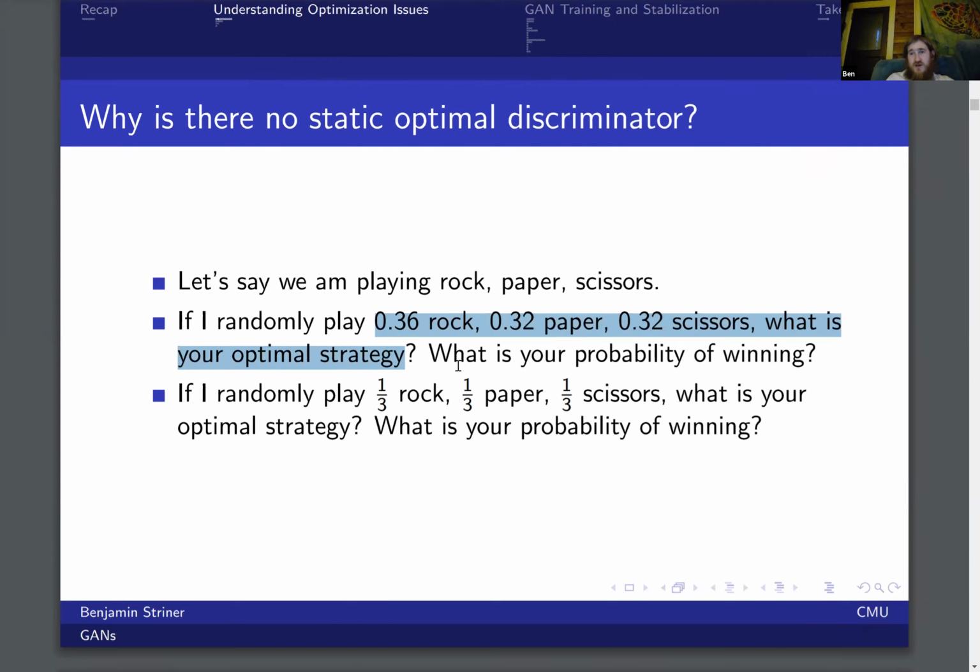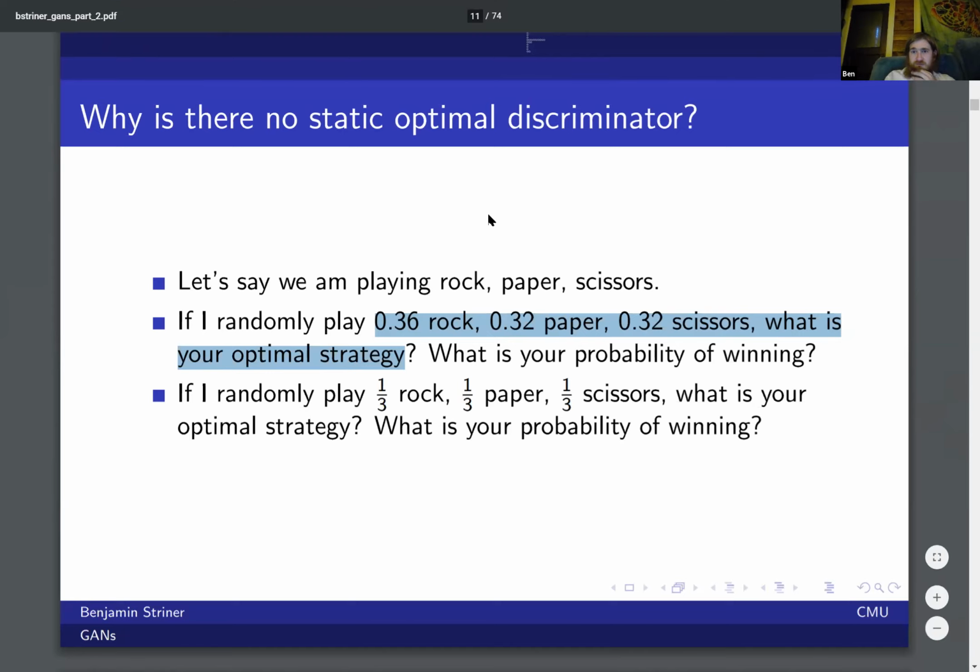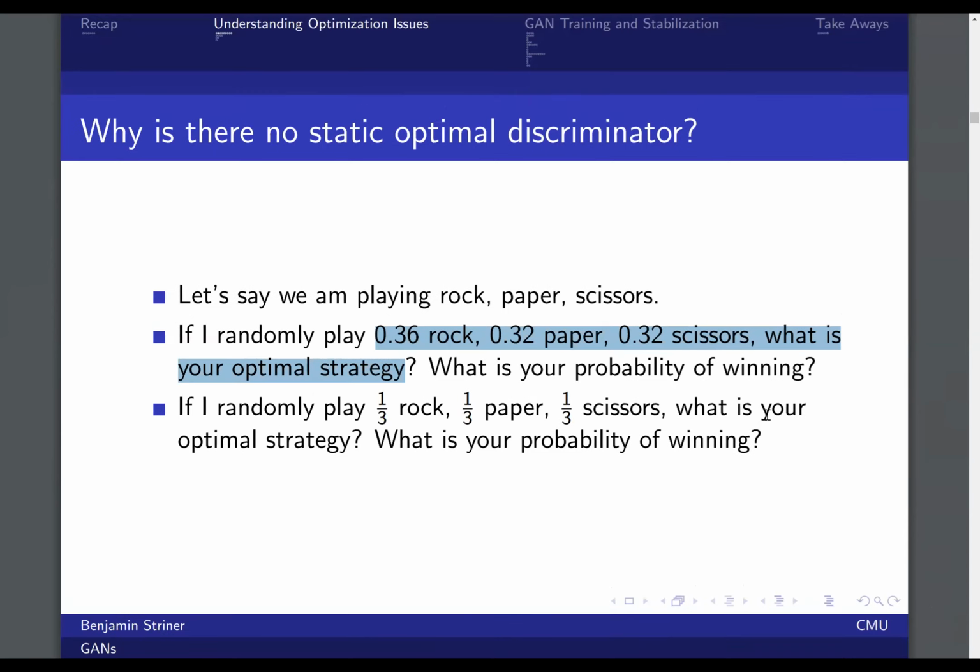This is actually a question, not a rhetorical one. So someone's playing with 36% rock, 32% paper, 32% scissors. What is your best strategy to play against that? So it's like 36% paper, 32% rock, and 32% scissors, right? Okay, so if you did that, what would your likelihood be of winning?